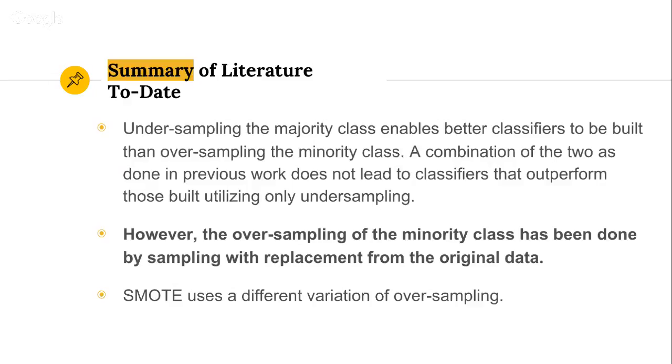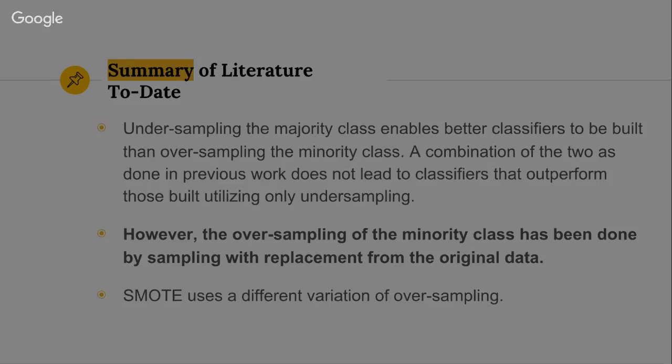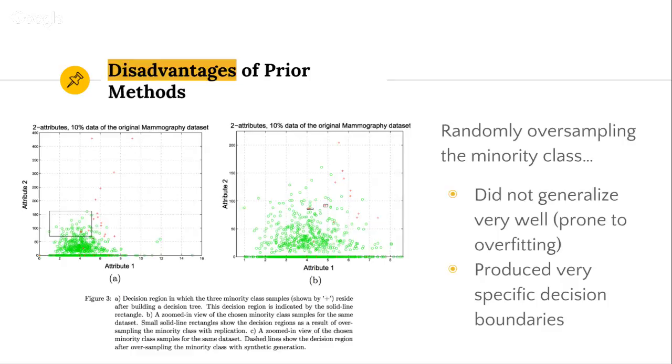What SMOTE is going to do is create new sample points based on the existing ones in order to help with generalization. So it's a different type of oversampling. The disadvantage of the prior methods is right here: they didn't generalize very well.